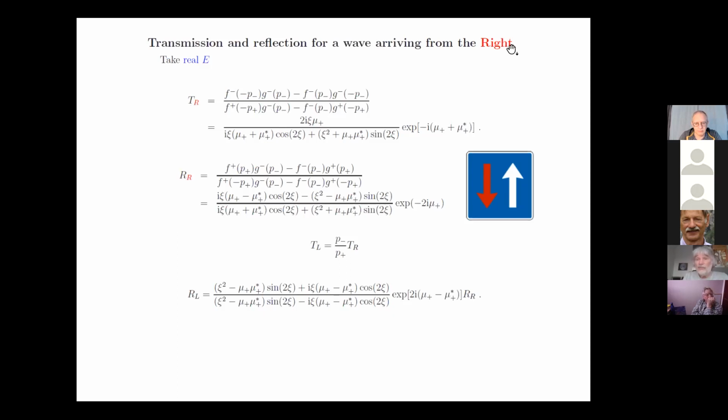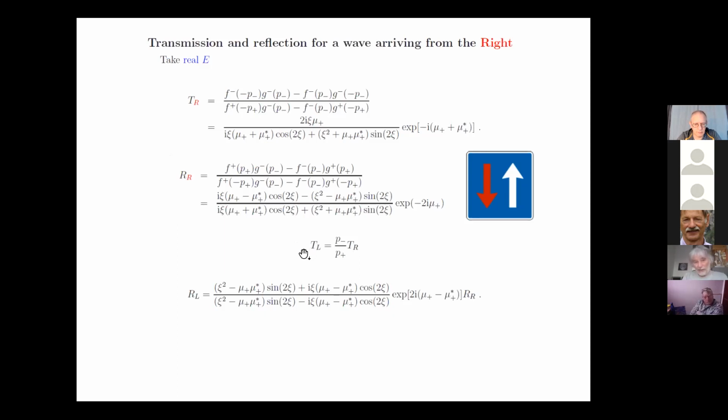For a particle coming in from the right, these are the two coefficients, the transmission and reflection coefficients. They are nicely expressed in terms of the physical variables. And if you do the same for particles coming from the left, you will find that they are not related in the same way as in the Hermitian setting.